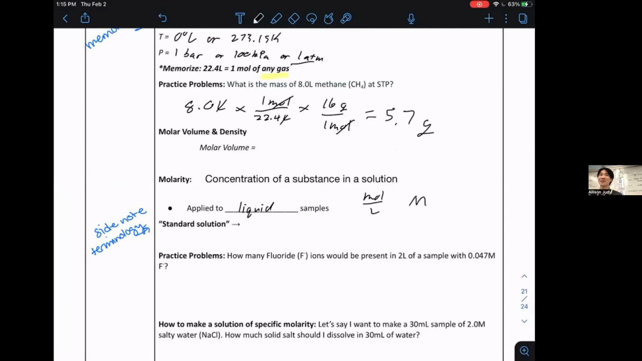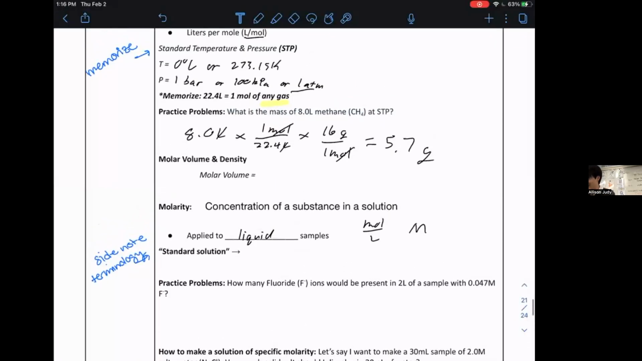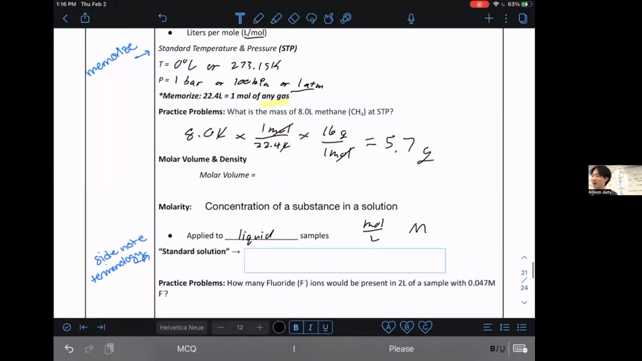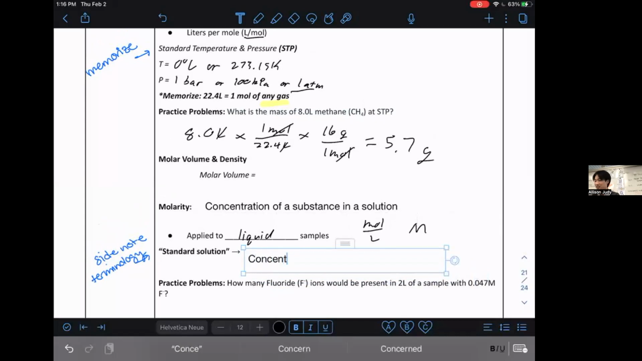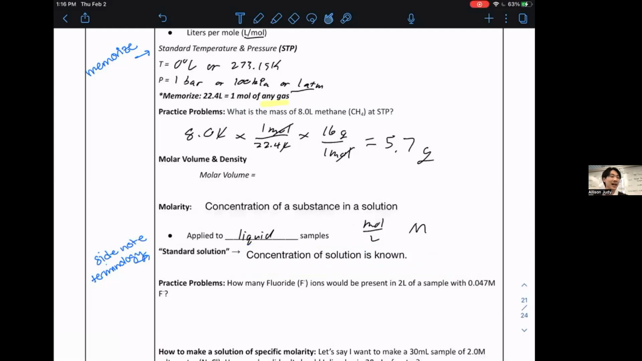Okay, so another practice problem. A standard solution, if you see this in a problem, just means you know the concentration. So on the AP test, if they give you some experimental design, like when you work with acids and bases later on, and they ask how much of an acid you need to cancel out this base, and they say a standard solution, it means you know what the concentration is.